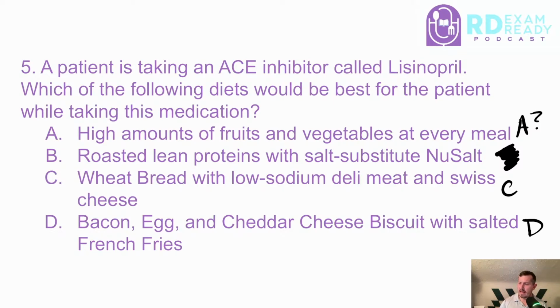C. Wheat bread with low sodium deli meat and Swiss cheese. I mean, the wheat bread might have some salt in it, but in general, I wouldn't call this the saltiest meal. I wouldn't even call it the highest in potassium either. I'm going to hold on to C.